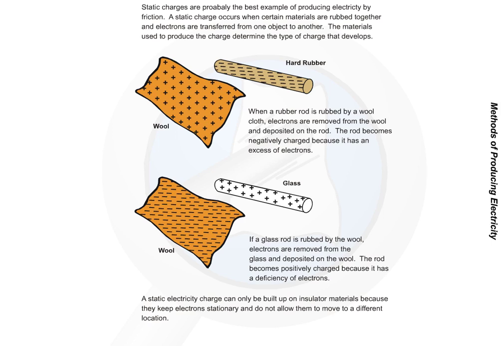When a rubber rod is rubbed by a wool cloth, electrons are removed from the wool and deposited on the rod. The rod becomes negatively charged because it has an excess of electrons. If a glass rod is rubbed by the wool, electrons are removed from the glass and deposited on the wool. The rod becomes positively charged because it has a deficiency of electrons. A static electricity charge can only be built up on insulator materials because they keep electrons stationary and do not allow them to move to a different location.